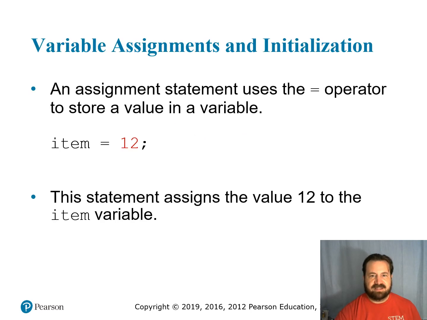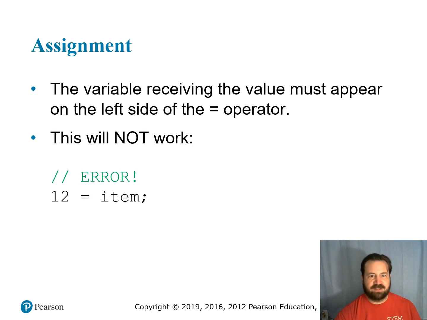Okay, as I mentioned earlier, you can assign a value to a variable. This equals operator works unidirectionally. Okay, it works from right to left only. You cannot say 12 equals item. You could say that in math. You could do that in math, right? But you can't do it in programming.